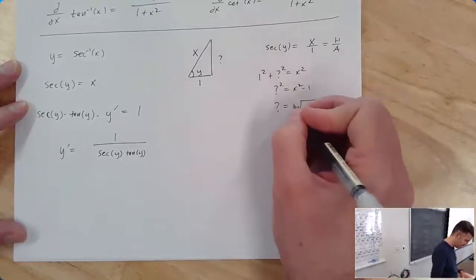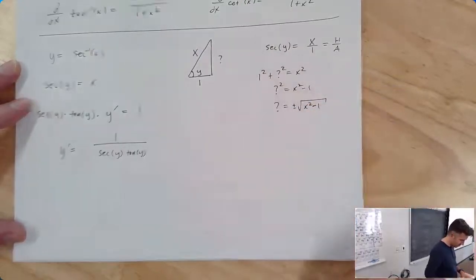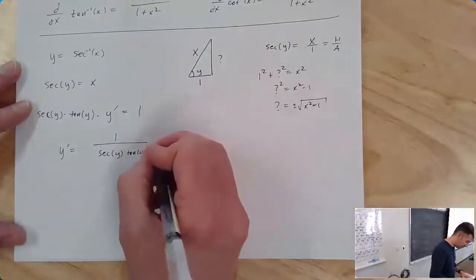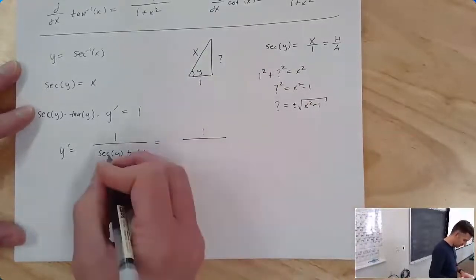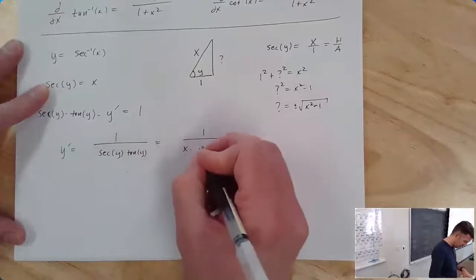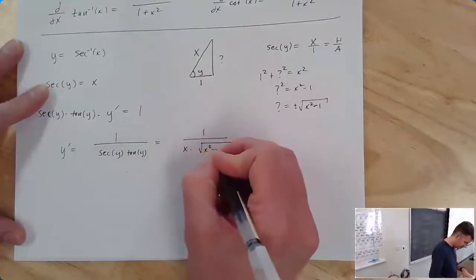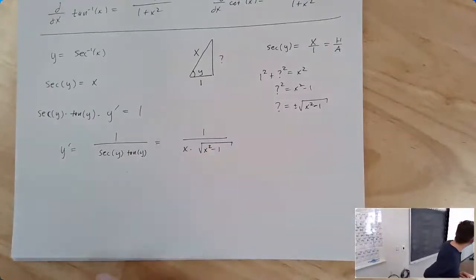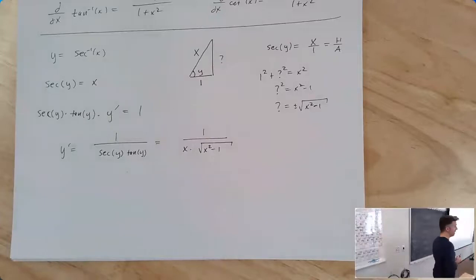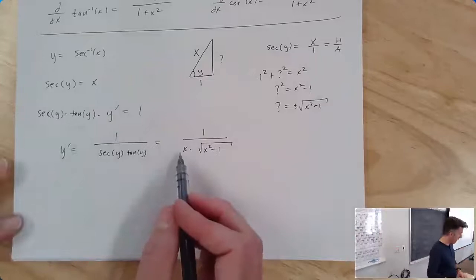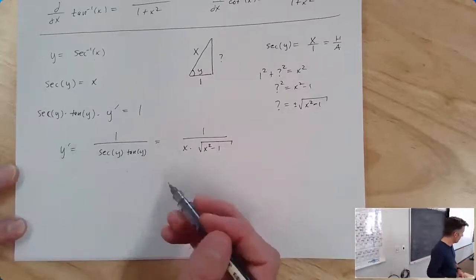And yeah, you can say there's a plus or minus there, which we might deal with later. But I'm just going to say it's plus for now. So it's going to be 1 over secant of y, which is x, times the square root of x squared minus 1. And then, typically the way this is done is just to look at the graphs and say, okay, well, if we've done the graph where the derivative is always positive, then we need the absolute value of x such that the derivative is always positive.